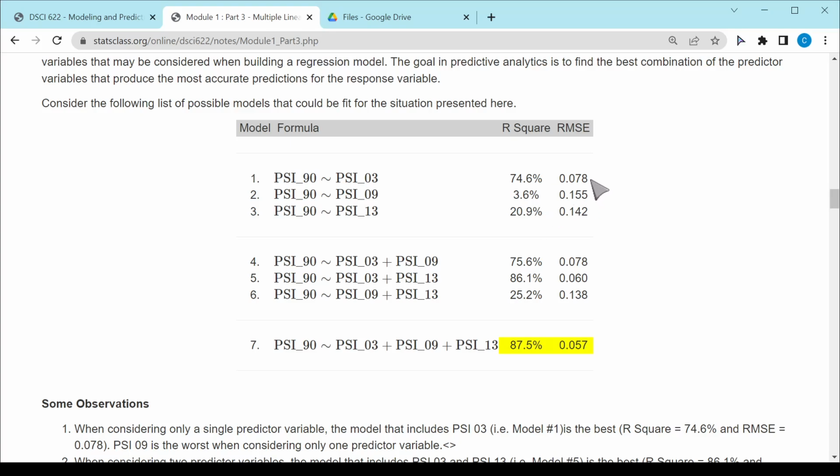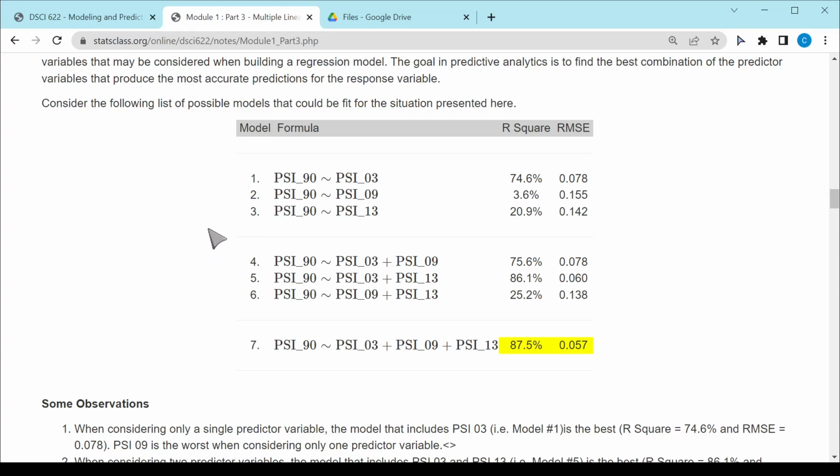The root mean square error, which we want to be small, is considerably less when I'm looking at model number 1. So what that tells me is that PSI 03 helps me understand PSI 90. It is an important predictor variable. PSI 09 is not helping me understand the response variable very well at all.